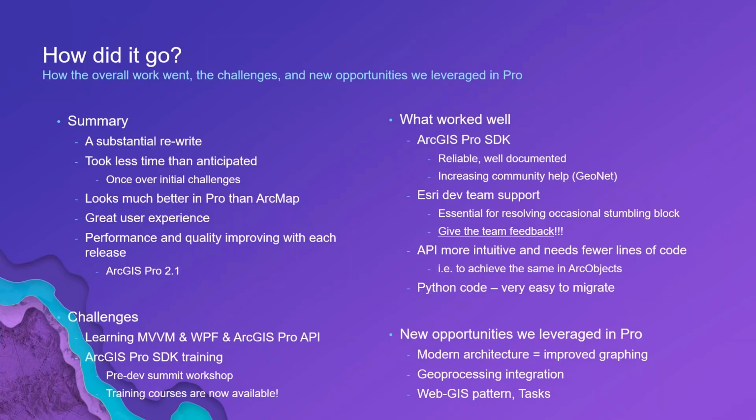And of course, it's not just about creating the same thing in Pro that you had in ArcMap. There are new opportunities that you can leverage in Pro due to the modern architecture. We found, in particular, the 64-bit architecture has allowed us to really deliver an improved graphing experience for the users of our extension. We've also enabled our tools within the geoprocessing environment. And as I mentioned before, we've been able to leverage the WebGIS pattern, making sure that all of our processing tools can handle data stored on ArcGIS Online or on Portal.